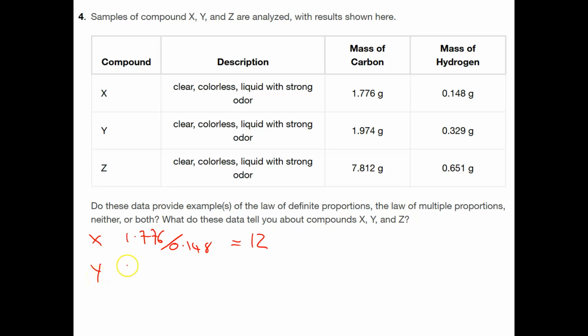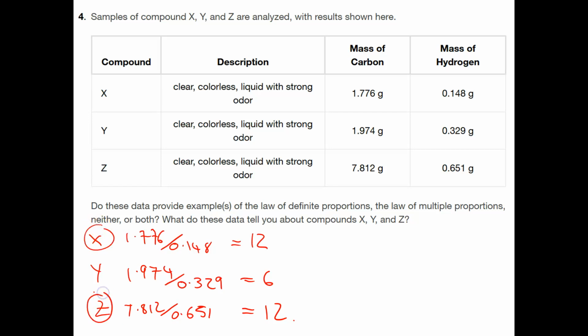For Y, I'm going to do the same thing, 1.974 divided by 0.329, and I get 6. And then for Z, I'm going to do the same. 7.812 divided by 0.651, and I get 12. So we can see that X and Z have the same proportion of carbon to hydrogen in each case. So this is an example of the law of definite proportions, right?